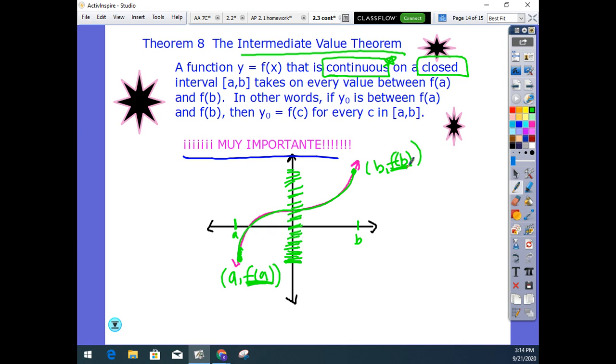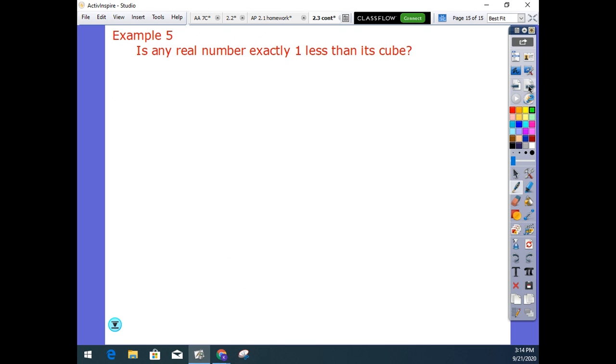So then an application is: is any real number exactly one less than its cube? So do we know what the number is? No. Anytime we don't know a number, we're just going to use the number x. Exactly equal to 1 less than its cube. So x cubed minus 1. Is there any number exactly equal to 1 less than the cube?